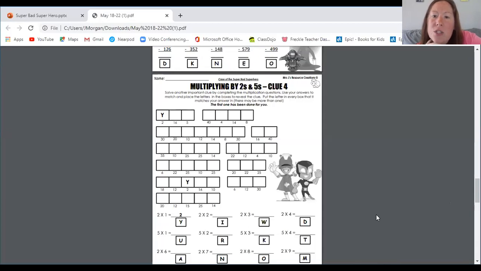We are multiplying by 2s and 5s. So we need to solve another important clue by completing the multiplication questions. Use your answers to match and place the letters in the boxes to reveal the clue. Put the letter in every box that matches your answer. There may be more than one box, and the first one was done for us. That was so nice of them. So 2 times 1 gives them 2, and that gives us the letter Y, so we see Y in our clue twice. So get out those pencils and let's get multiplying, friends.